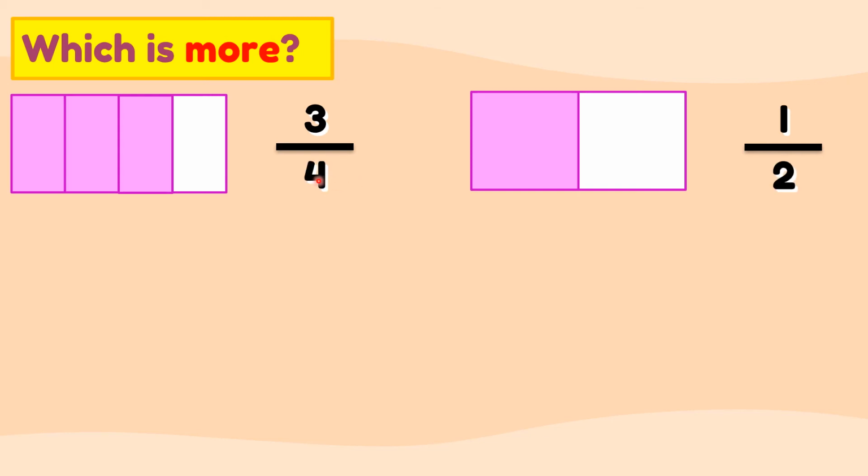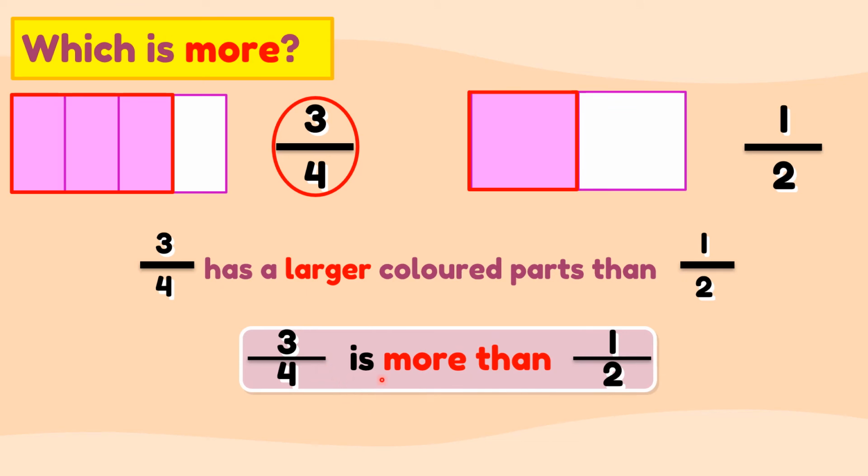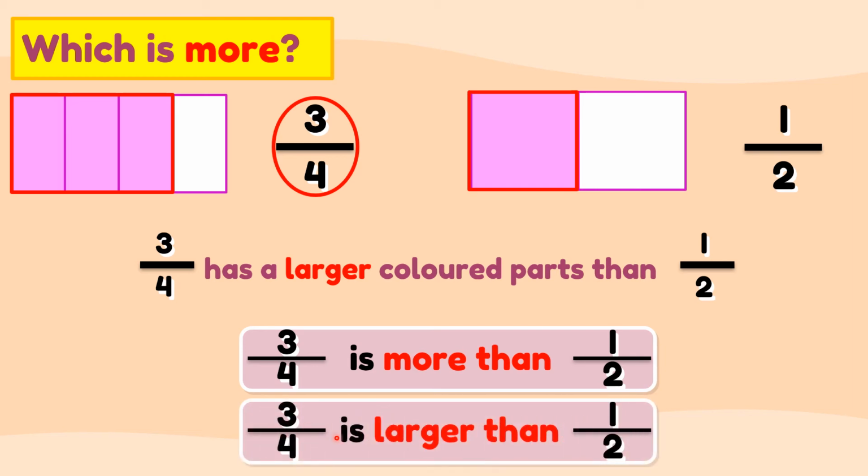How to compare the fractions? Let's look at the colored parts. Which is larger or more colored parts? Yes, 3 over 4. 3 over 4 has a larger colored parts than 1 over 2. So, 3 over 4 is more than 1 over 2. Or we can say as 3 over 4 is larger than 1 over 2.